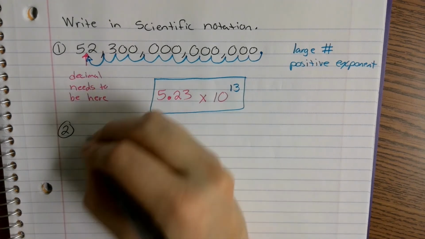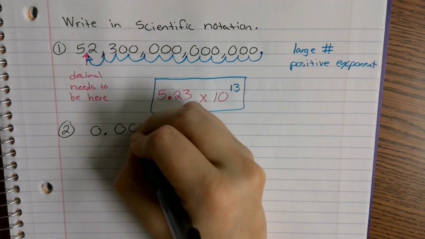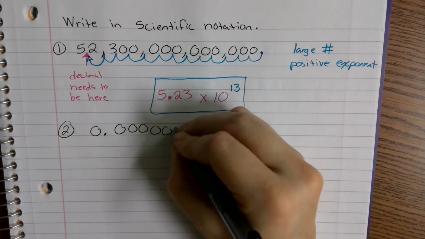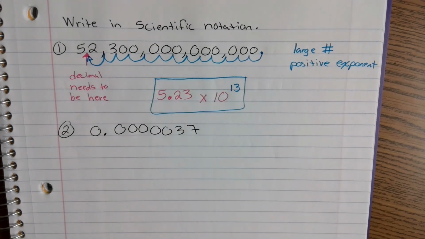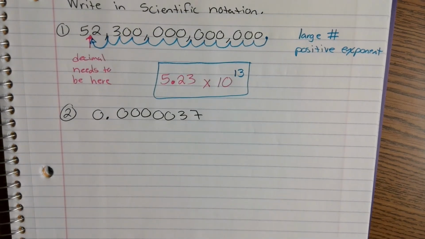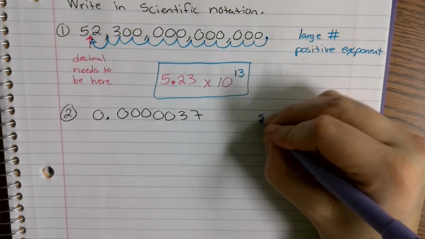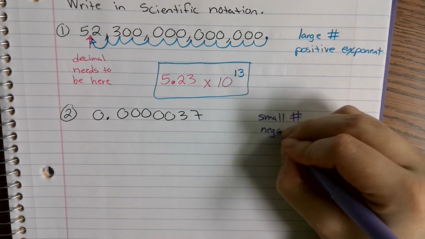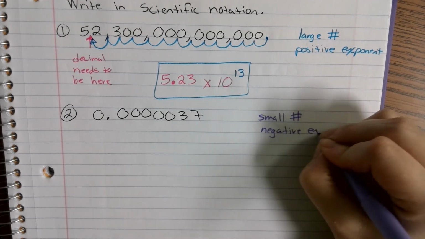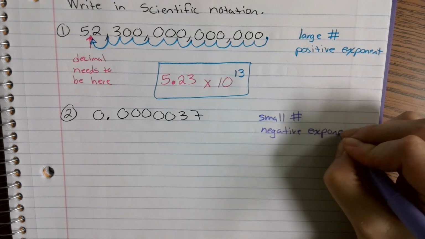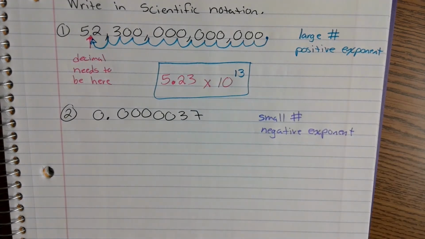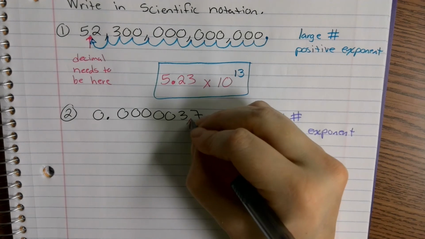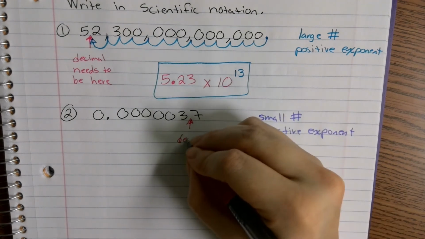Number 2, 0.0000037. Positive or negative exponent? Negative. Okay, this is a small number. Therefore, it's going to have a negative exponent. Where does my decimal need to go? Between the 3 and the 7. I need to put my decimal here.